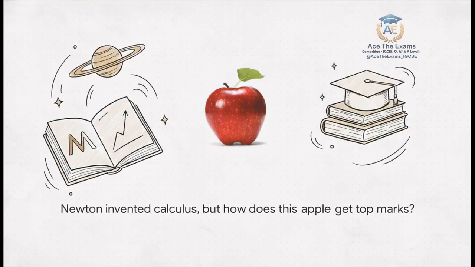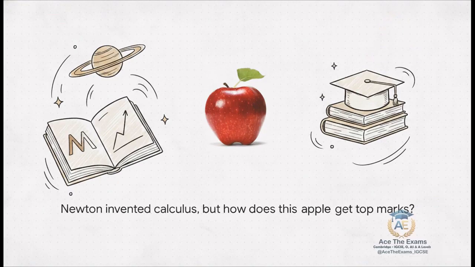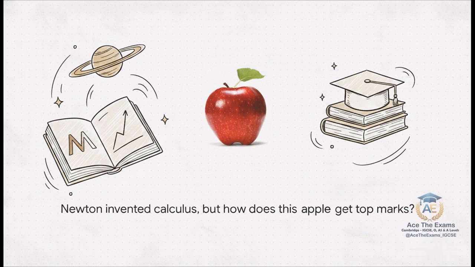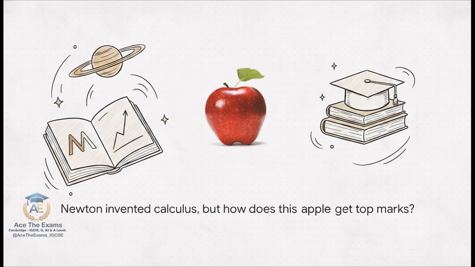So Isaac Newton famously invented calculus to calculate planetary orbits, right? Standing on the shoulders of giants, as he put it. But how does his whole apple falling from a tree moment get you top marks? Well, your immediate high-stakes problem isn't tracking the orbit of Saturn. It's using his brilliant invention to completely crush your 0606 exam. And that's exactly what we're going to focus on today.